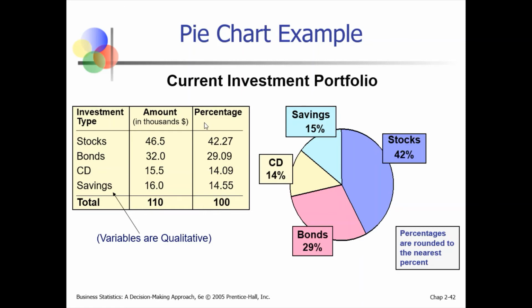So here atong nakita is investment portfolio daw. So for example, ikaw nakag-invest. Nag-invest ka sa stocks, sa bonds, CDs, and of course, sa savings. So sa imong kwarta nga $110, ang 46.5 nabutang sa stocks, ang 32 nabutang sa bonds, ang 15.5 nabutang sa CD, so uso pang CD sa una, and then 16 nabutang sa savings.